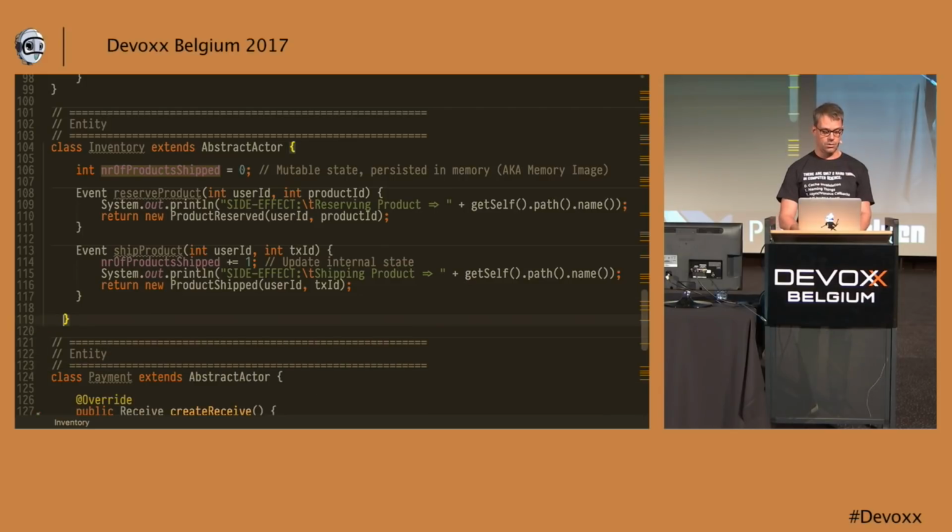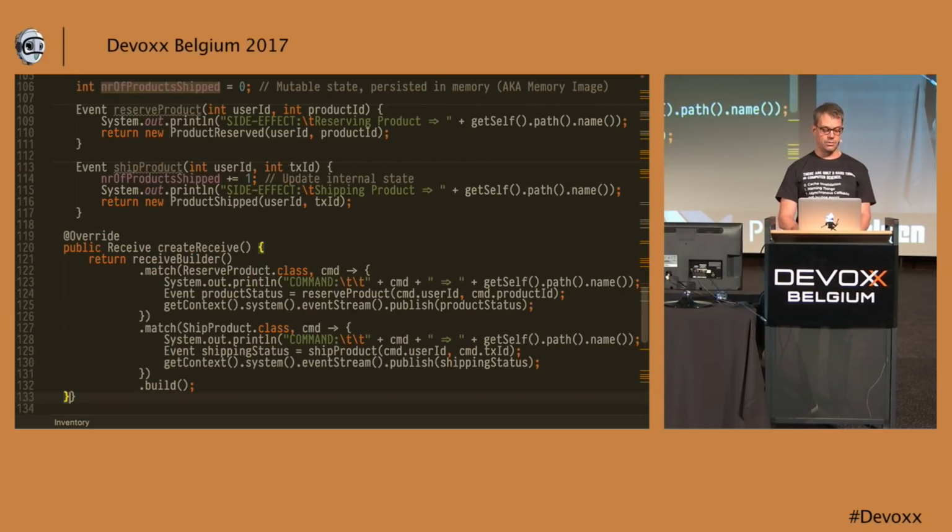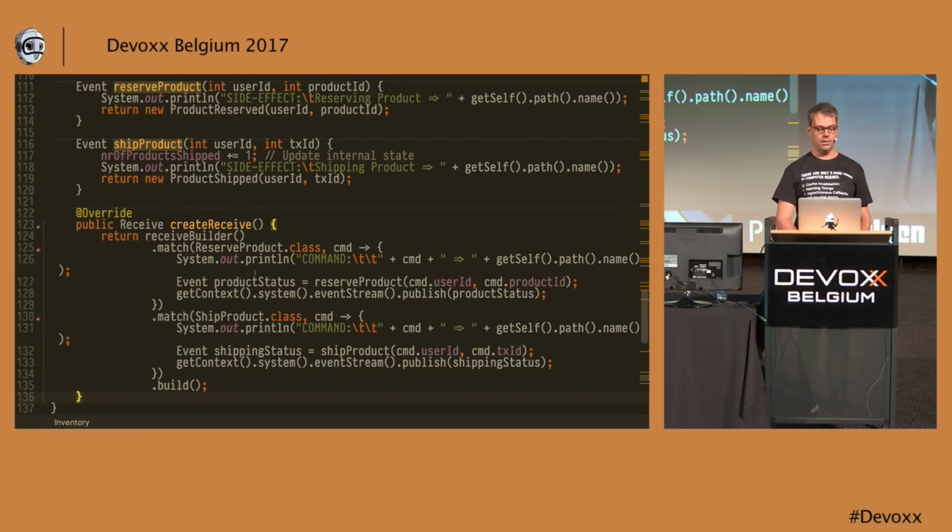Now, what we want to do is implement this receive method. So what's happening here is that if a command of the type reserve product enters my queue, then it's put into the actor, and if there is a match here, I will then run this little function, or lambda. I get the command as an argument to the lambda. And what I do is I simply call this reserve product. If things go well, which they always do in this case, I get the event.